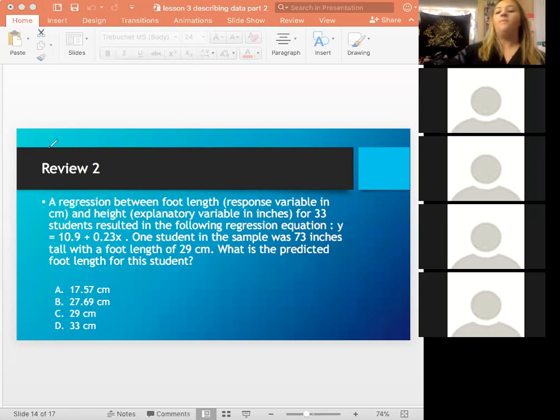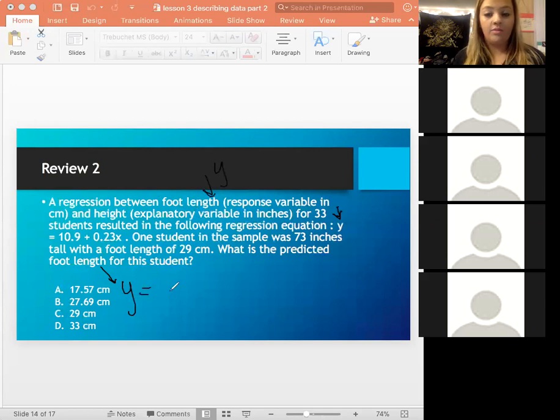So in this case, we have a regression equation, and you have to solve this one out. If we use this regression equation, we're going to have y, because we're trying to find the predicted foot length, which is our y. As it says, foot length, so this is our response variable, which is y.